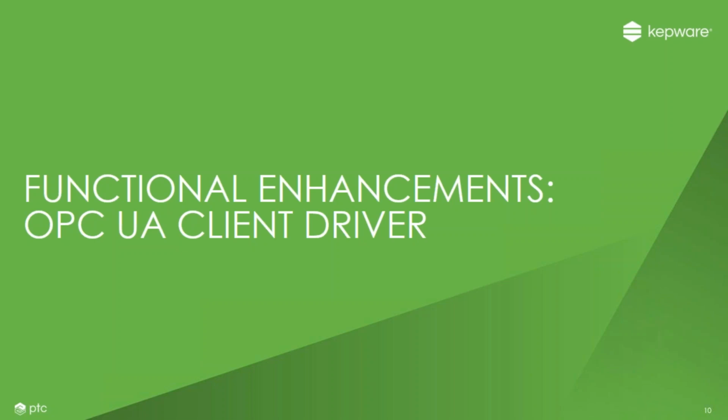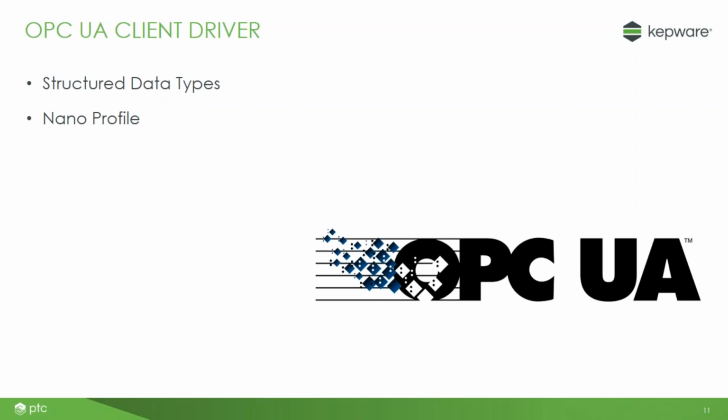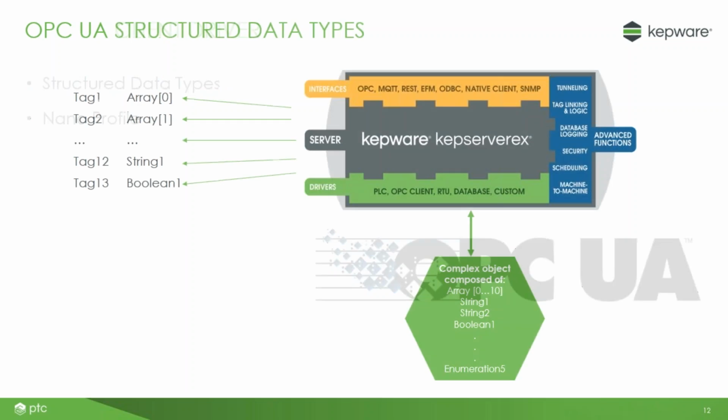So that was 6.0. Now in 6.1, here's our first rollout of some functional enhancements for our OPC UA client driver. Two really important enhancements, and I'll explain why they're important in a moment: we support structured data types and the nano profile. Just some background on the OPC UA client driver: it allows you to set up a channel, device, and tag in KEPServerEX and use KEPServerEX as an OPC UA client to communicate to any other OPC UA servers you might have, and those include servers that could be embedded on devices. That's the positioning here and the reason why OPC UA Client Driver is a really neat product.